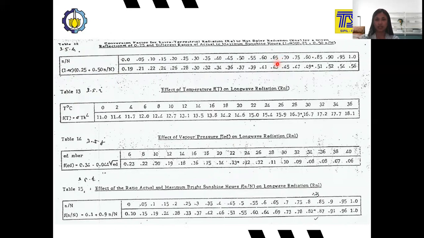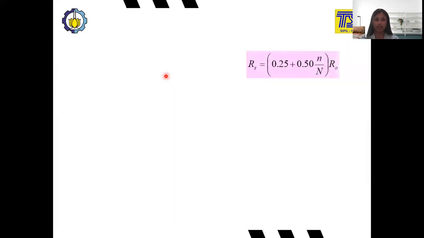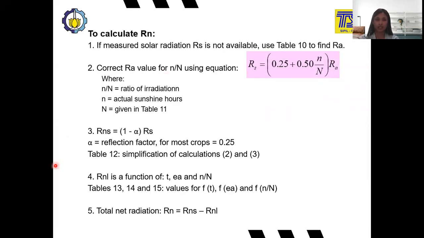It will be different if you use an n/N which is not on this table. You have to interpolate it, or you can simply use this equation using the number that you have, and then you will get the results. And then after RNS, we calculate RNL.